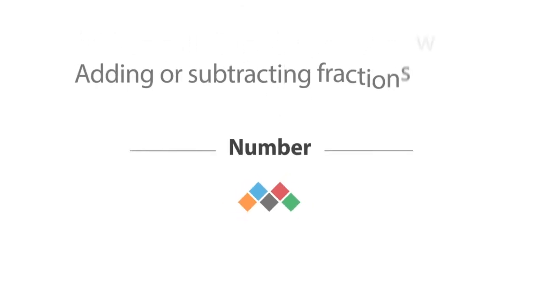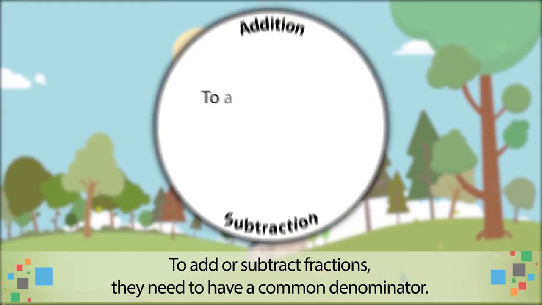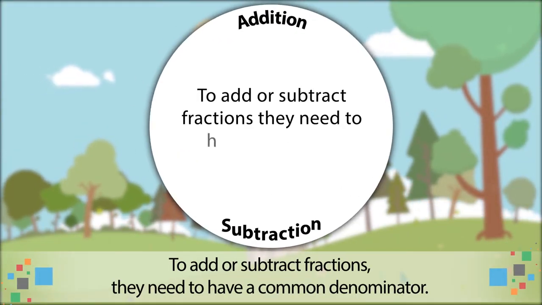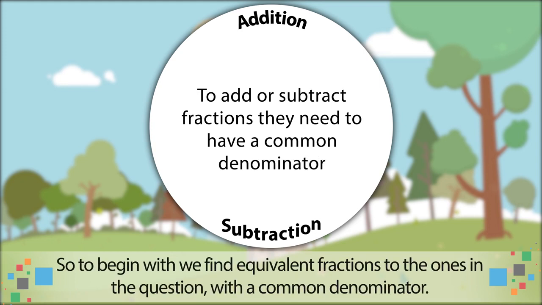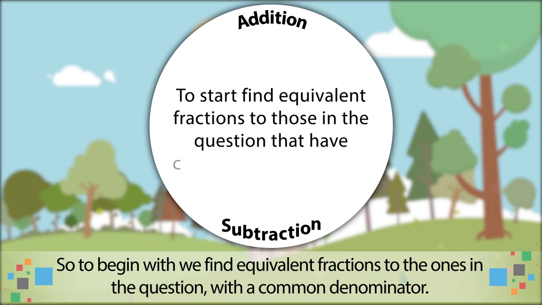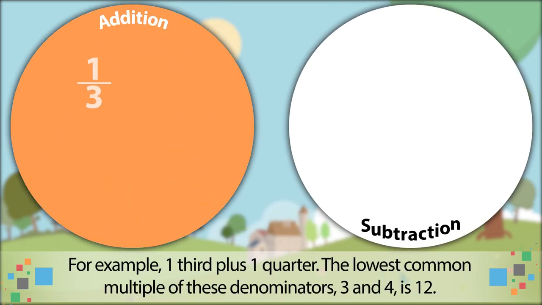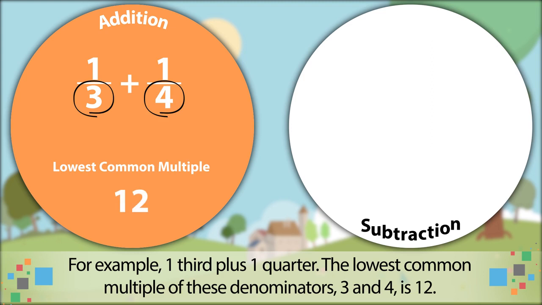Adding or subtracting fractions with different denominators. The lesson. To add or subtract fractions, they need to have a common denominator. So, to begin with, we find equivalent fractions to the ones in the question with a common denominator. For example, 1/3 plus 1/4.